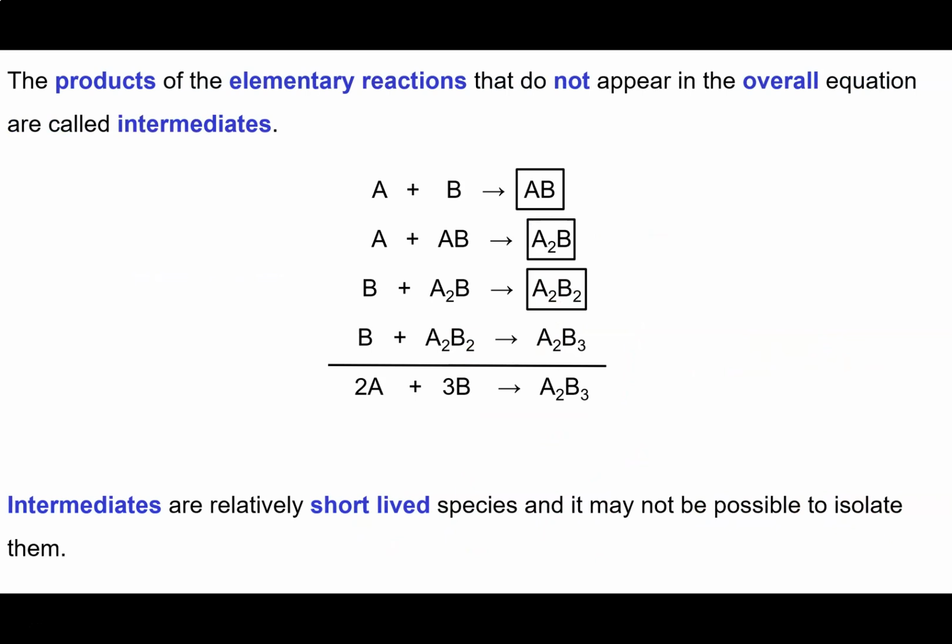The products of the elementary reactions that don't appear in the overall equation, and there are 3 of them here, are referred to as intermediates. So things that are made along the way but don't actually appear at the end of the reaction, intermediates. Intermediates are relatively short-lived species, and most of the time we can't isolate them, and we're just hypothesizing what their identity is. Intermediates are different from catalysts, which also don't appear in our overall balanced equation, in that catalysts are not products of any elementary step. They're things that we add right at the beginning of the reaction.